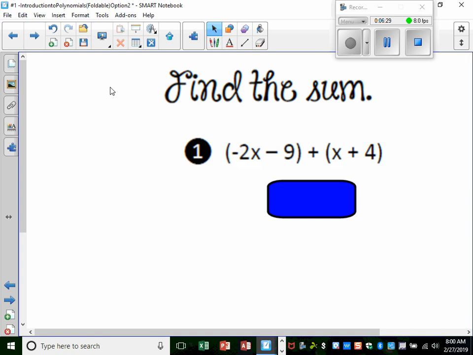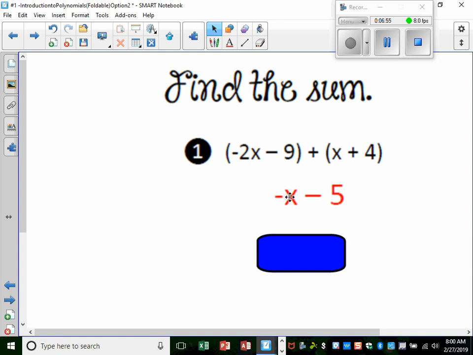Okay. All right, so now what we're going to do, and this is something that you guys did last year, so this is really not new, is just combining like terms together. So if you are to add a binomial to a binomial, basically all you're doing is adding your x's together and adding your constants together. So if I have a -2x and a +1, that's going to give me a -1x. We don't write the 1. A -9 and a +4 is a -5. So this is not new. This is just combining like terms.